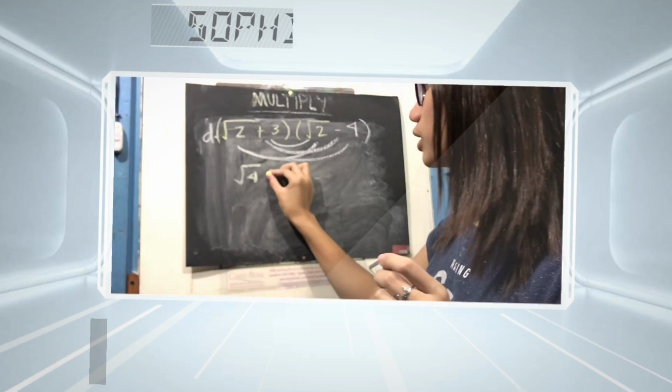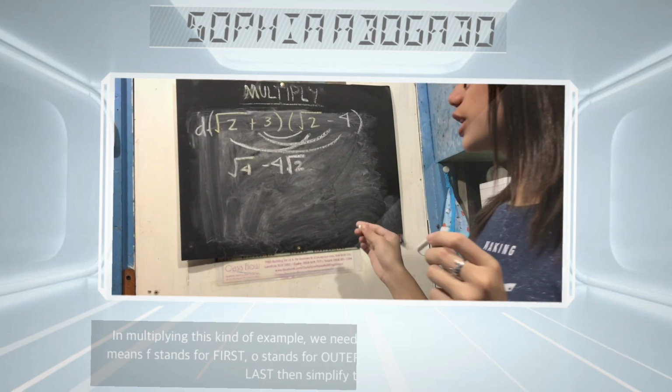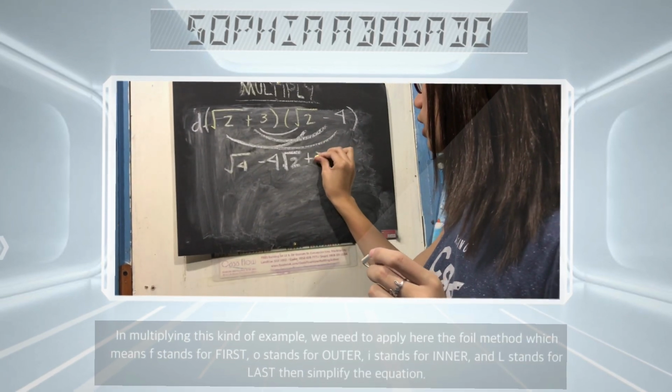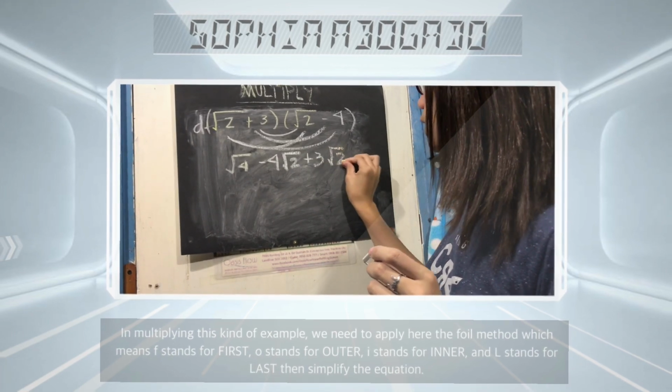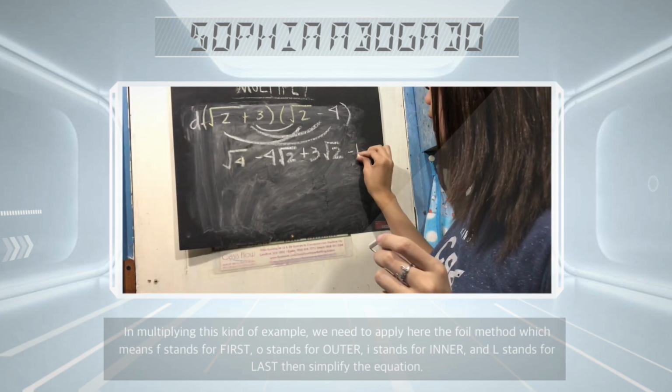The answer will be negative 4 square root of 2. The inner is 3 times square root of 2. The answer will be 3 square root of 2. Then the last is 3 times negative 4, which is equal to negative 12.